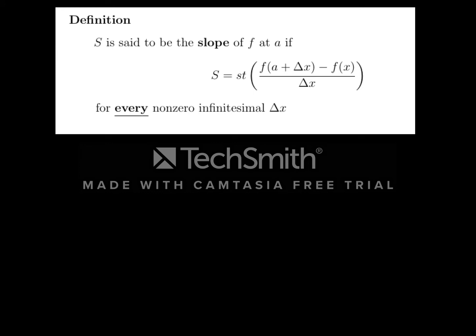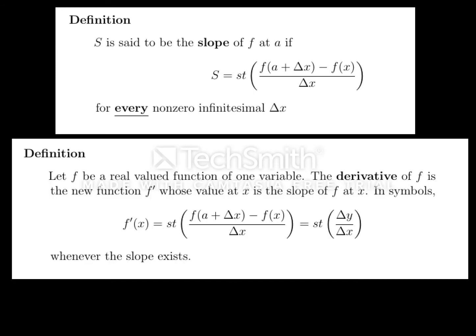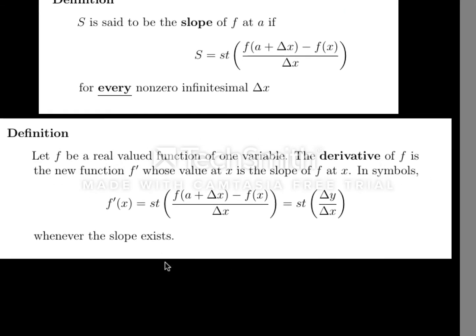And we could extend this idea. Instead of having to do it for every point, like we did in the last example, we can create a new function that returns the slope of the function at any given point. So f prime, or the derivative of f, returns the slope of f at the given point x. In symbols, f prime of x is the standard part of f of x plus delta x minus f of x, divided by delta x, which we can simply think of as the standard part of the change in y over the change in x, again assuming that that slope exists.